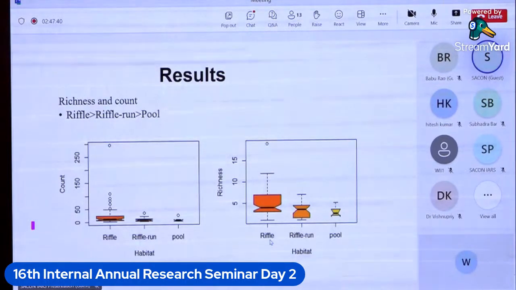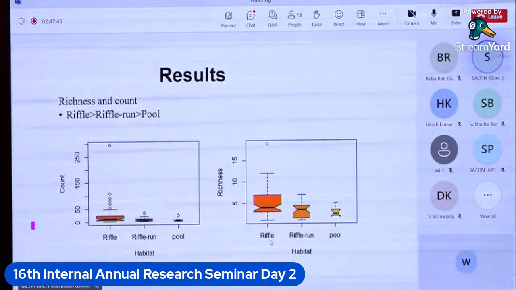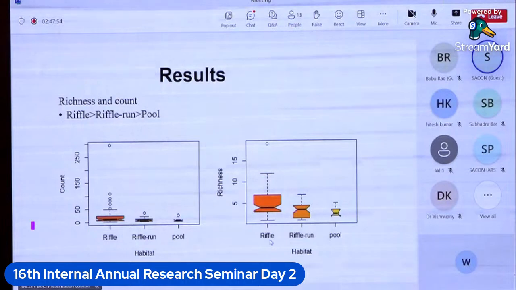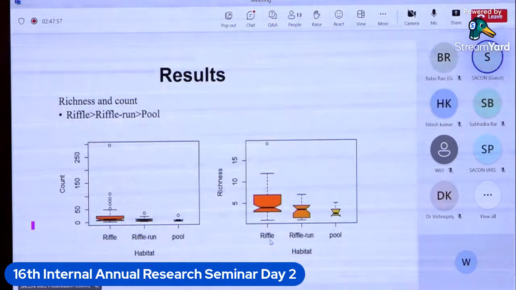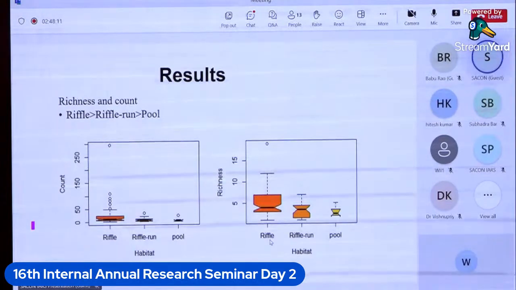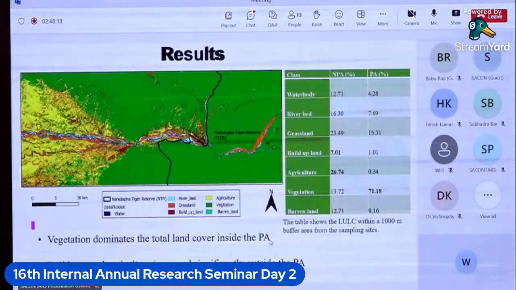In these streams, the habitat is composed of mainly riffles and cascades, where the richness and population is limited when compared to others. But we have got more number of species in riffle habitat than the pool. This might be because we have a lot of riffle habitat than the pool, and these species might be adapted to the riffle habitats in this study area.